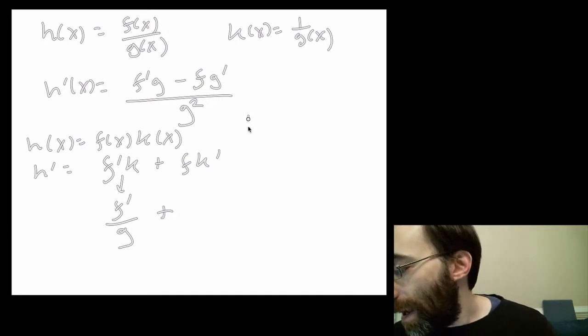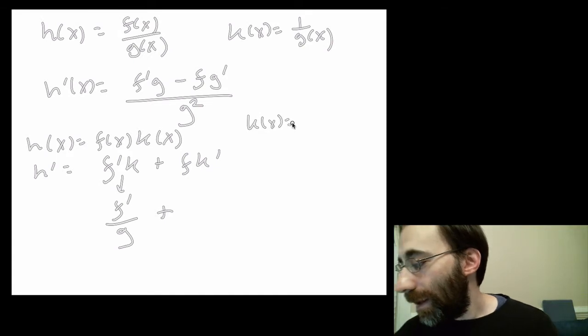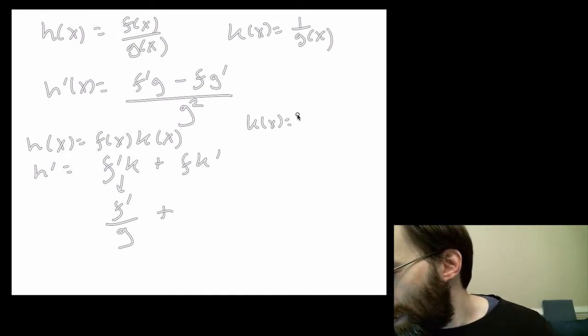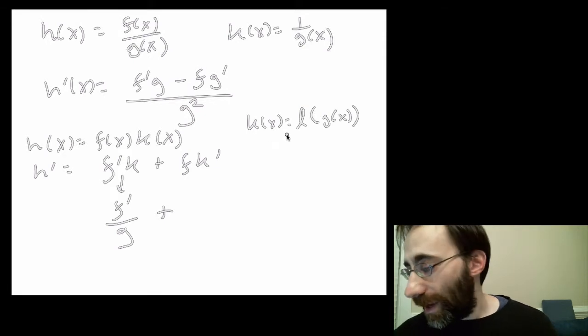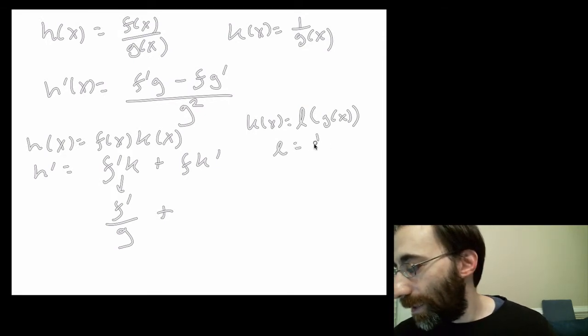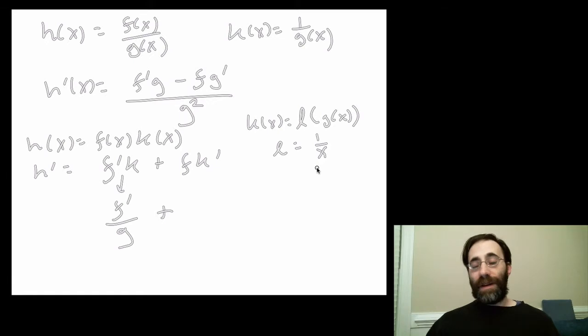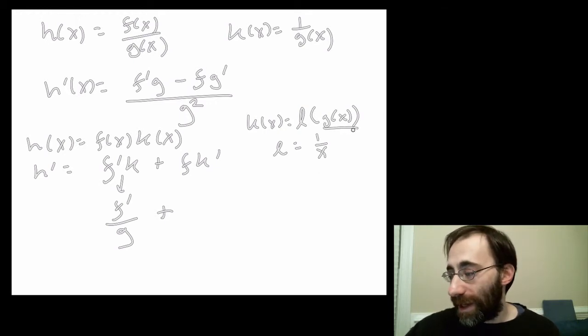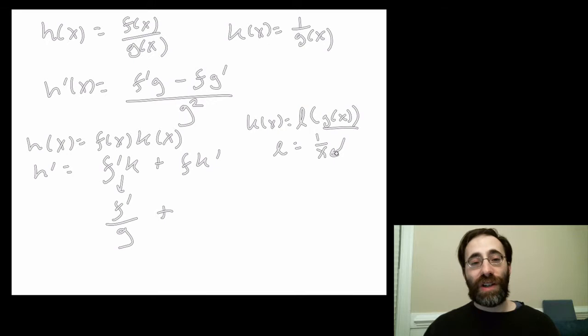Effectively, k equals a function, let's say L, composed with g of x. g of x is just g of x, where L is equal to 1 over x, right? k of x is the function L of g of x, where L is 1 over x, right? 1 over g of x is the function, so you plug in g of x into the x here to get 1 over g of x.